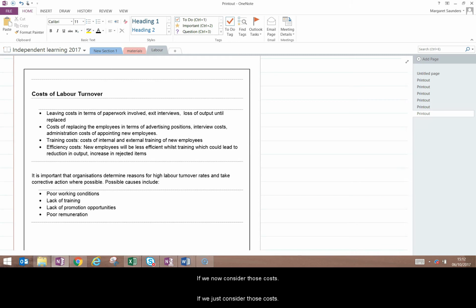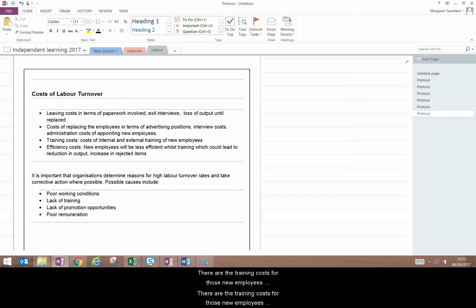So if we just consider those costs, firstly we have leaving costs. That is in terms of paperwork that is involved in dealing with an employee who leaves. There may be the time needed for an exit interview, and there is the loss of output until the employee is replaced. There are also the costs of actually replacing the employee, advertising the position, the interview costs, and the administration costs of then appointing those new employees.